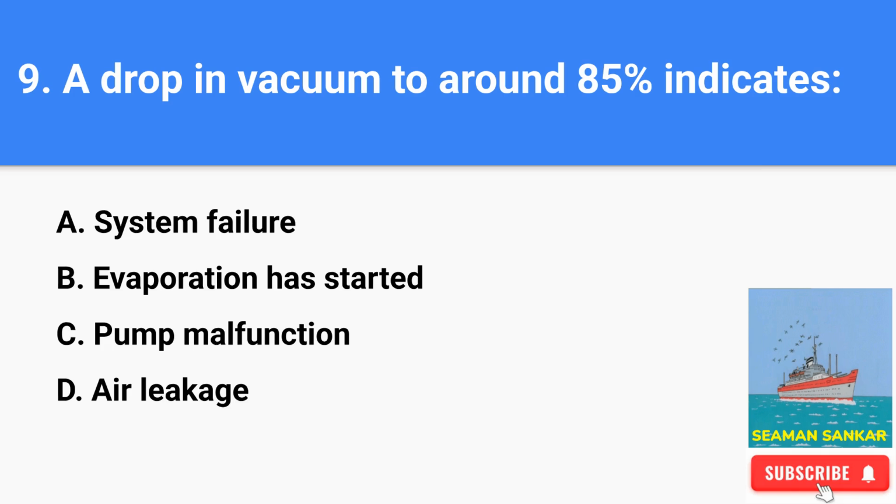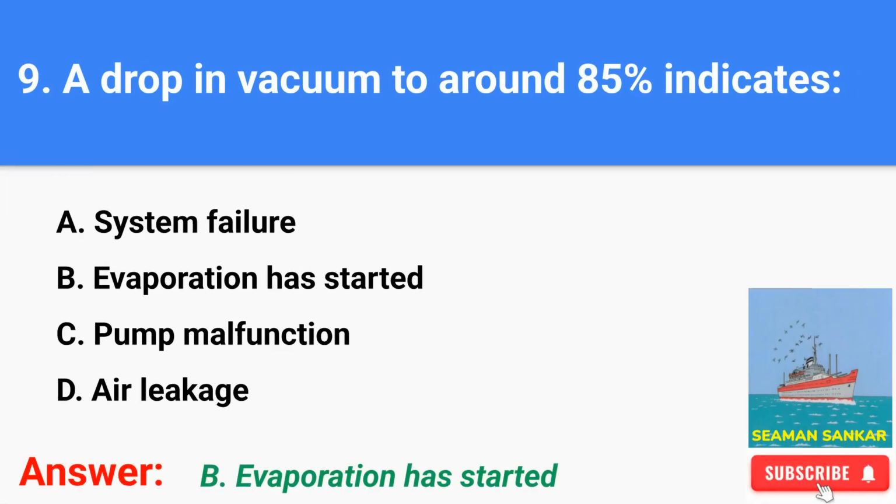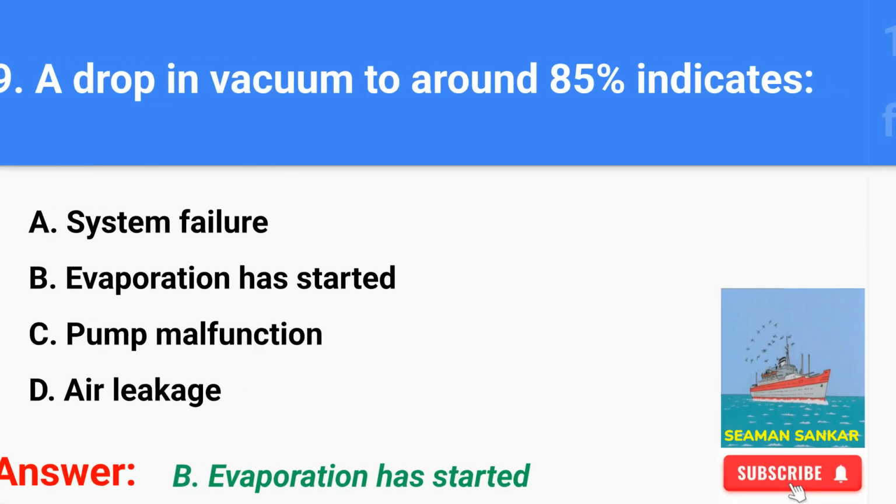Question 9. A drop in vacuum to around 85% indicates A. System failure. B. Evaporation has started. C. Pump malfunction. D. Air leakage. The answer is B. Evaporation has started.